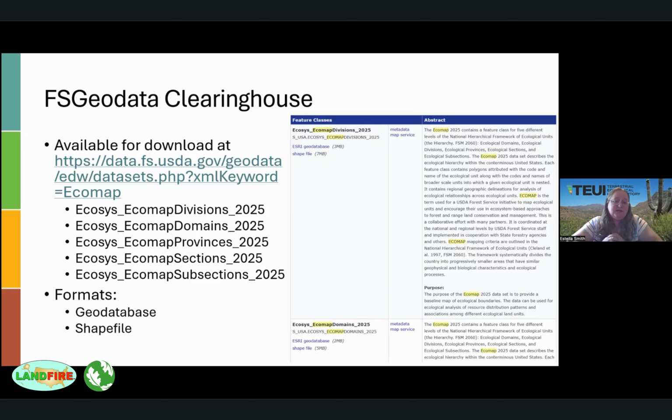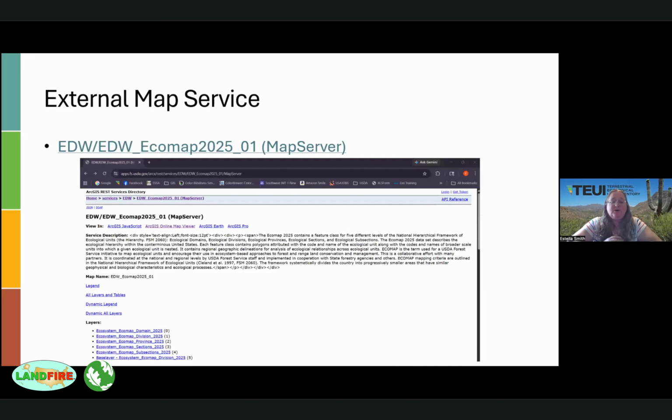So next slide, Sarah. Our EDW is our enterprise data warehouse. This will allow you to also bring the products directly into an ArcGIS Pro session. You can bring it onto an AGOL service, so you can bring it in that way as well.